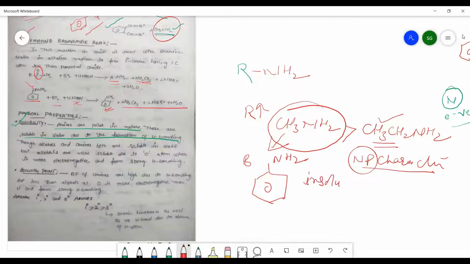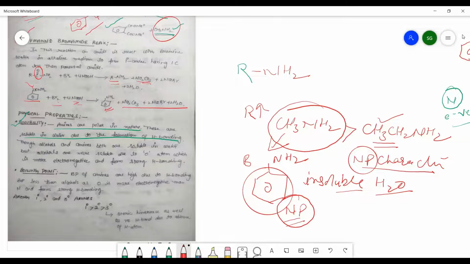Aniline is insoluble in water. It is because, in the case of aniline, there is a benzene group present, that is, a phenyl group, and it has a highly non-polar character. Because of this non-polar character, aniline is insoluble in water.